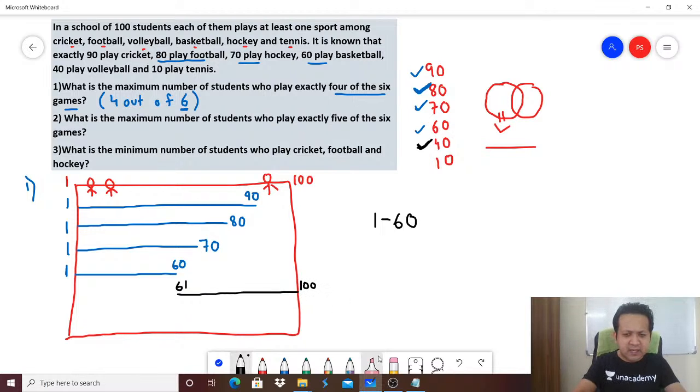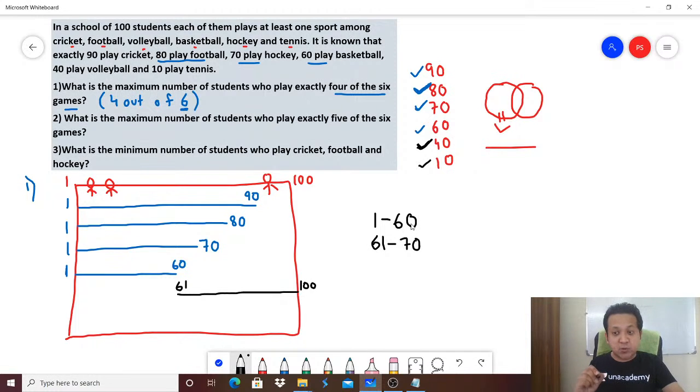Now visualize. If you are visualizing, you see 61 to 70: 1 game, 2 games, 3 games, 4 games. Perfect. 61 to 70 is also playing 4 games now. So do not touch roll number 1 to 60 because they are already playing 4 games. Perfect. Then you need the last game, 10 students.